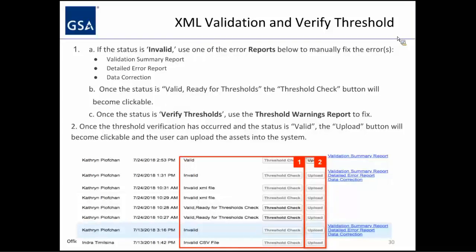At this point, the process error reports will either be validation summary report, data correction, or detail error report. These reports will help you understand how best to proceed with the validation errors. If there are not numerous errors, you can manually fix them. If there are a lot, you might want to redo your XML and CSV and try to resubmit.